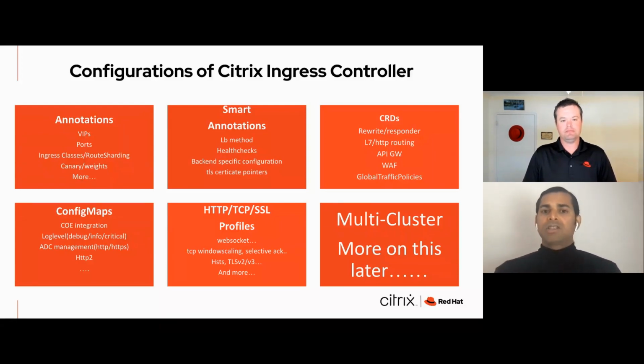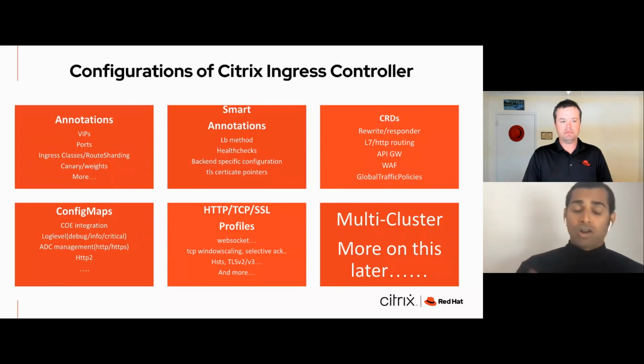Some complex configuration can be done through CRDs. Like the quite popular one is the rewrite responder, which can be done through CRDs, or doing things like multi-cluster service discovery or traffic management, that can be done through CRDs as well. And then a lot of API gateway functions, authentication, rate limiting, etc. can be done. Layer 7 based routing, all of them are through CRDs.